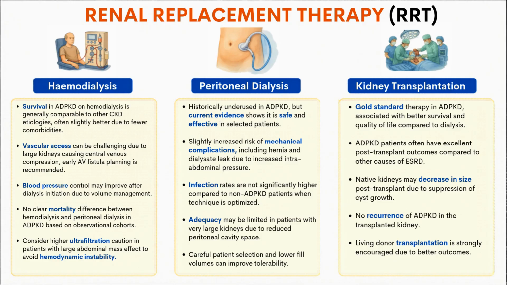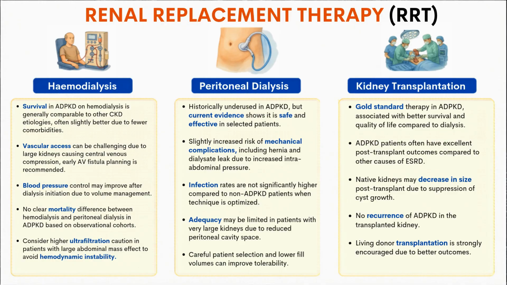Management of blood pressure often improves after starting dialysis, mainly due to better volume control. From a mortality standpoint, there is no clear difference between hemodialysis and peritoneal dialysis based on current observational data. One practical point: we should be cautious with aggressive UF in these patients, especially when there is significant abdominal mass effect, to avoid hemodynamic instability.